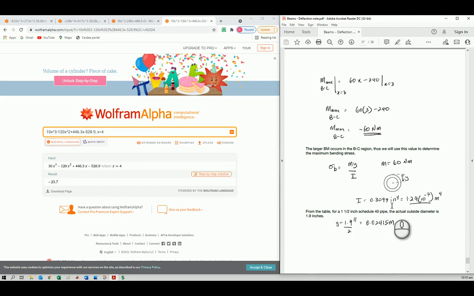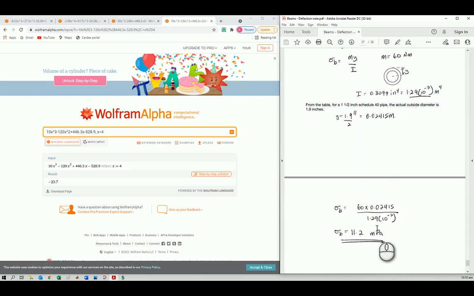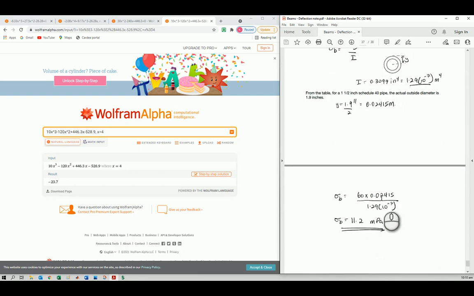I, well, we need to convert I back into meters to the power 4 because this wasn't the I we calculated. This is the I from the table for the 1.5 inch pipe. So we convert it to meters. Again, Y is the radius, and the maximum outside diameter is 1.9 inches, so we divide that by 2 and convert it to meters. So we have everything we need to calculate the maximum bending stress, and that will give us our maximum bending stress.